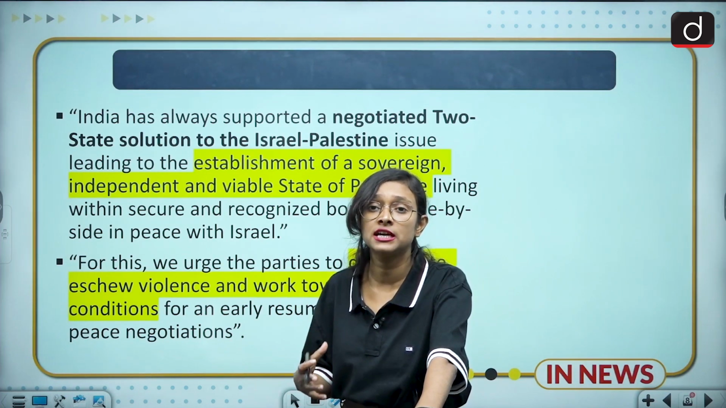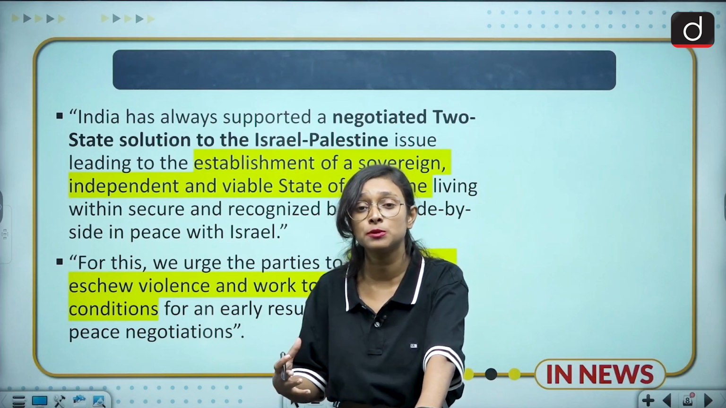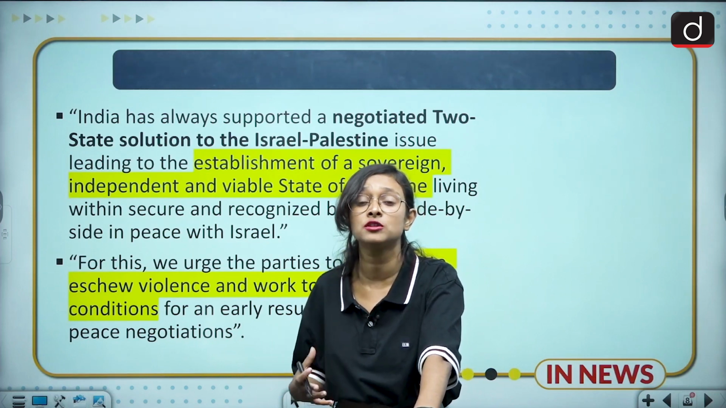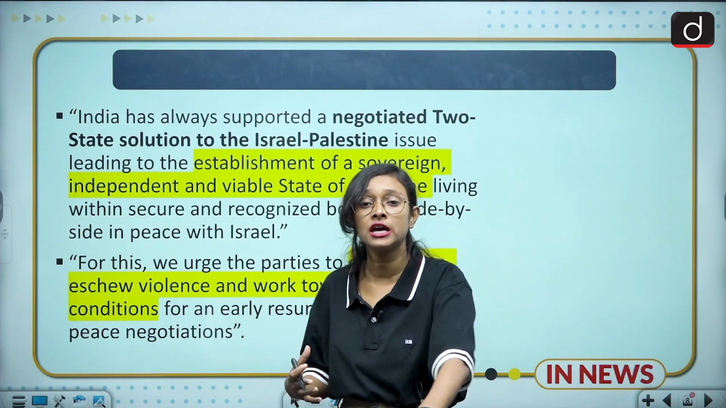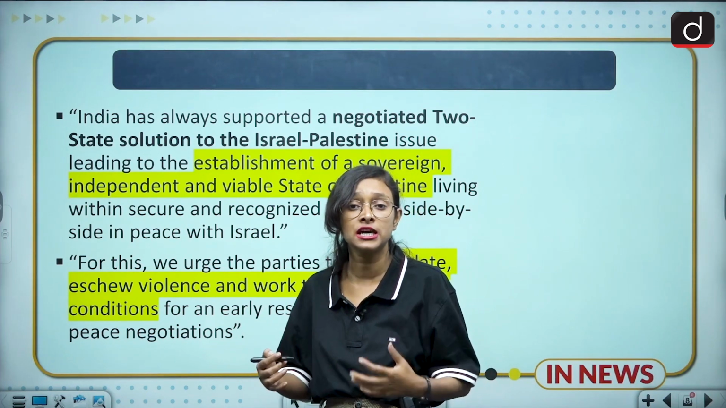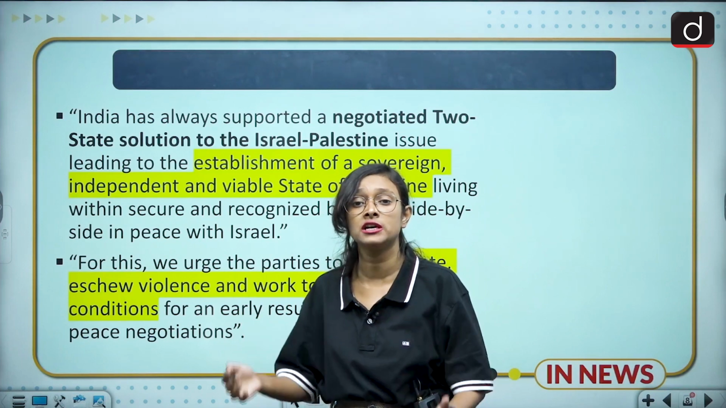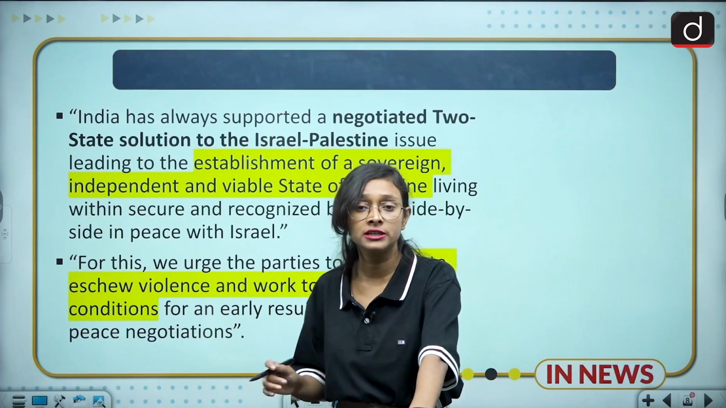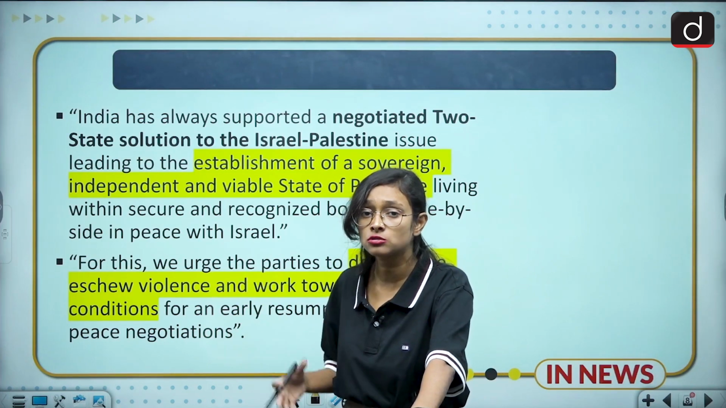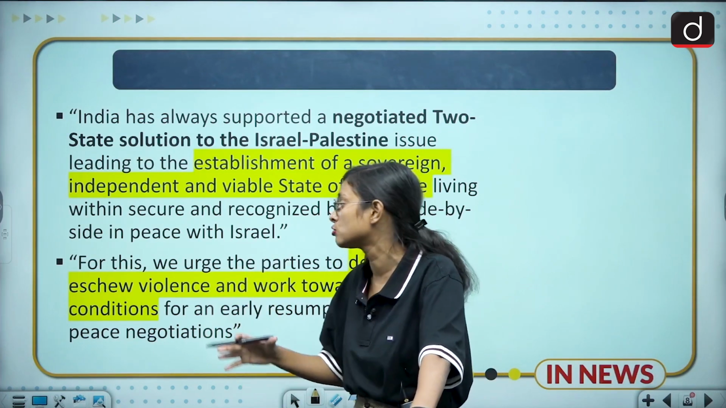And they always said that there should be the establishment of a free Palestine, which has the ideals of democracy, sovereignty and integrity. So India always wanted a Palestine that is sovereign in nature, integral in nature, and which promotes peace in the whole world. So India has supported this two-nation theory. This is India's stand on this particular issue.